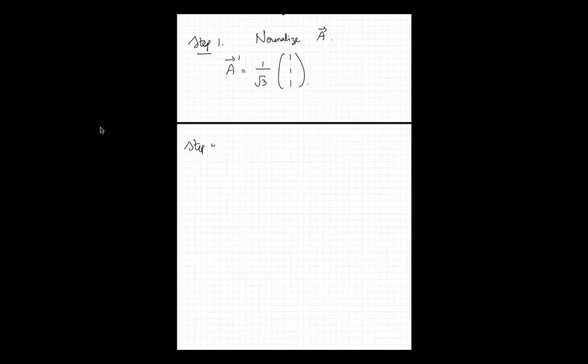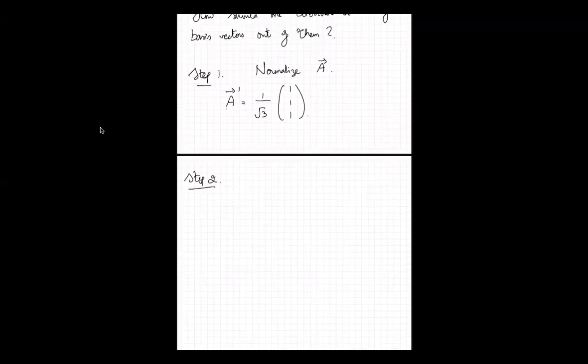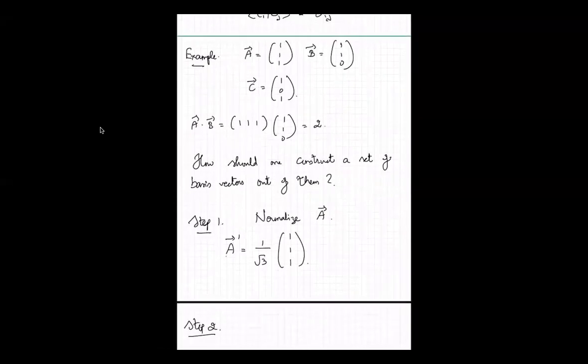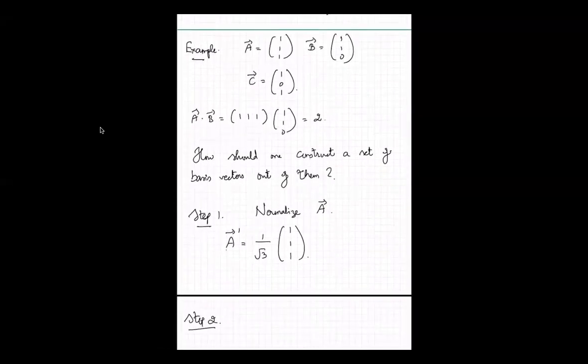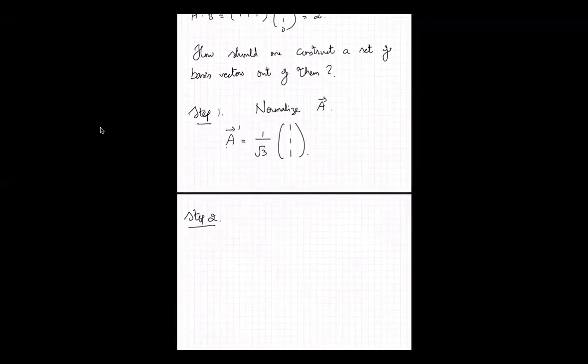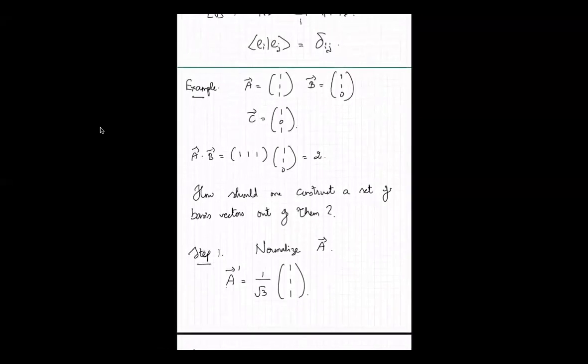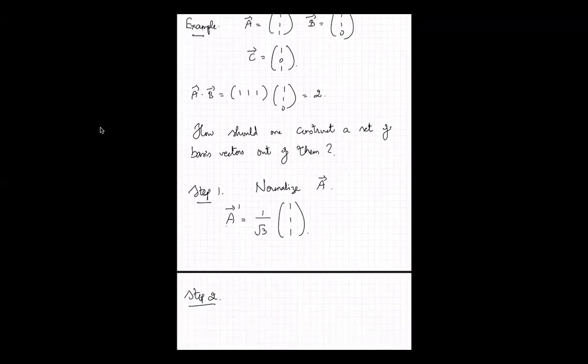Okay, so I have constructed the first vector, which is normal. My job is to construct three orthonormal vectors. Now I have to construct a second vector, which should be normalized to unity, but it should also be orthogonal to A prime.